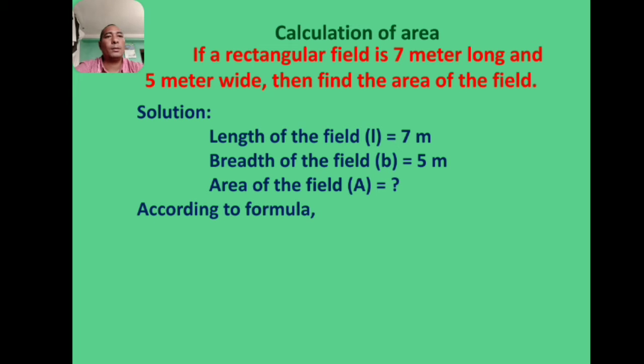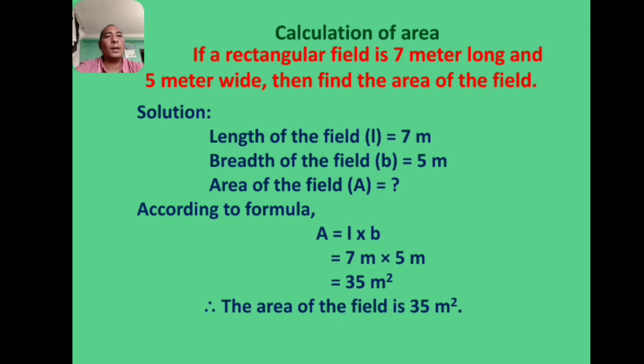According to the formula, A equals L into B, equals 7 meter into 5 meter, equals 35 meter square, 35 square meter. Therefore, the area of the field is 35 square meter.